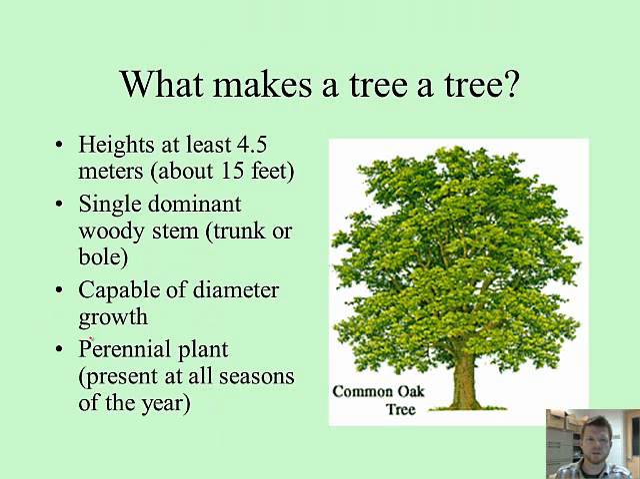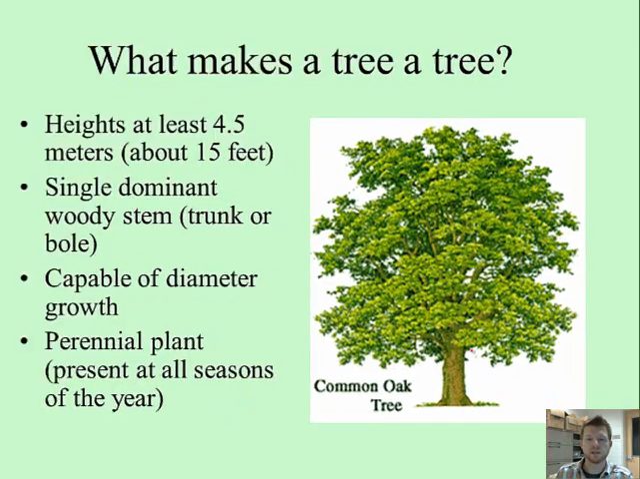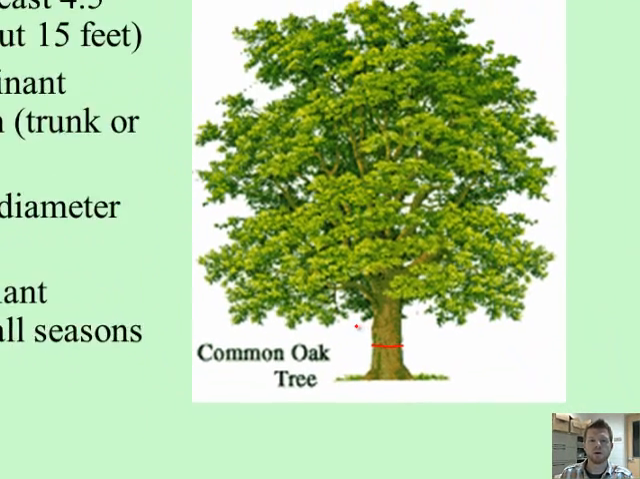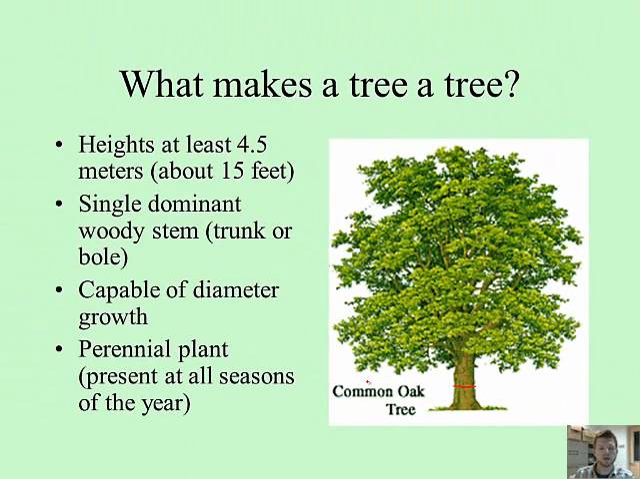So what's a tree in the first place? There's a couple of things that make a tree, and most of these are pretty general knowledge, but a tree is going to stand 4.5 meters or higher, so at least 15 feet, has a single woody stem, as we know as the trunk. It's capable of diameter growth, and it's a perennial plant.